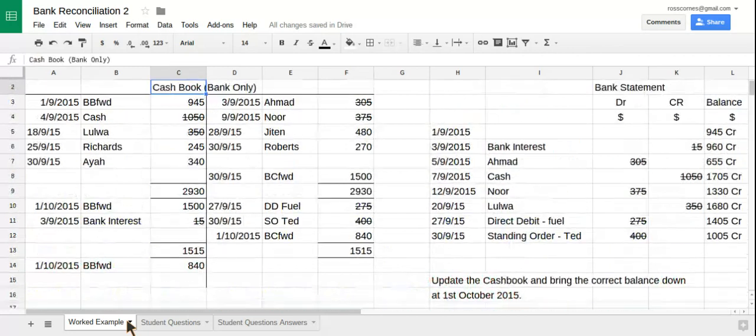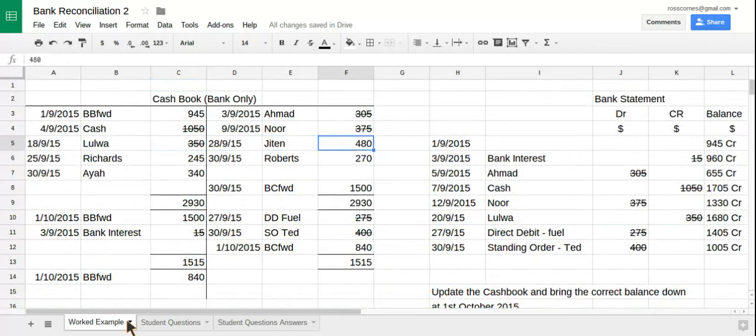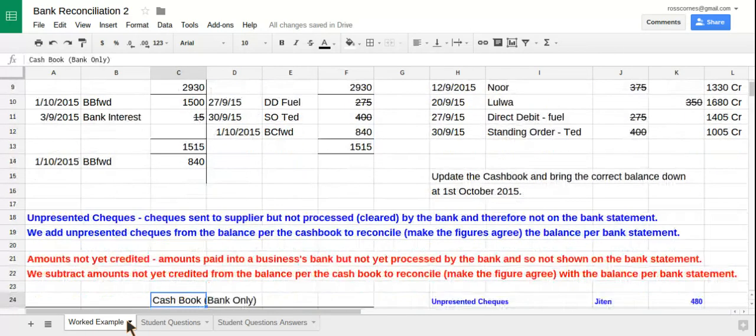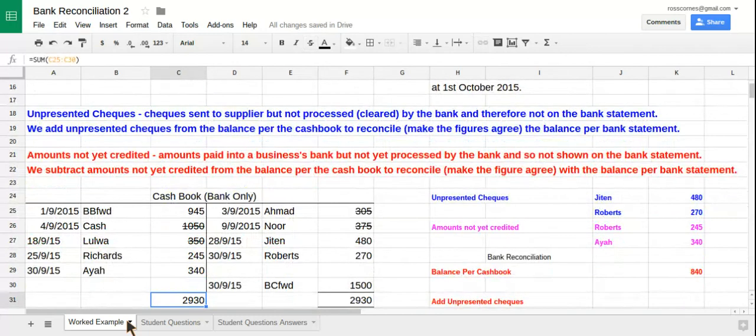Okay, what we are missing is a few items which still aren't ticked off, and they're items that appear in the cash book but not on the bank statement, and they appear there for one of two reasons. We've got unpresented checks. These are checks that we've sent to a supplier, but for whatever reason they're not processed. We call the term cleared by the bank and therefore don't appear on the bank statement. So the reasons for that could be that it's in the post, going to the actual supplier, or it could be that the supplier's put it into their bank, but it takes time for their bank to contact our bank and to actually ask for that money to be transferred. So there's always going to be a delay.